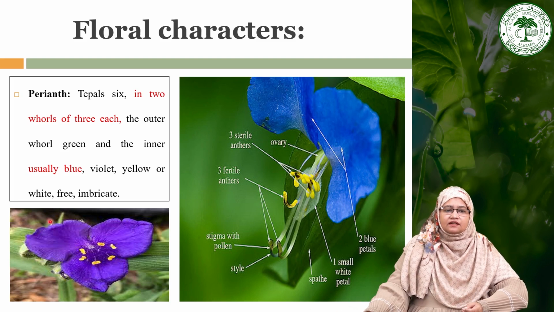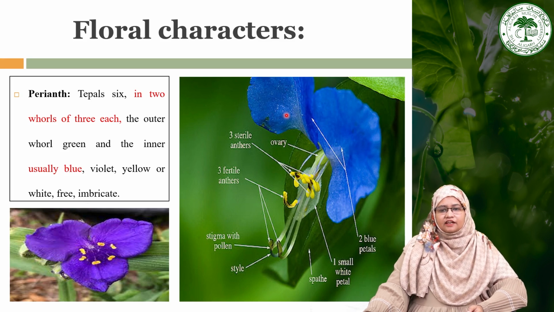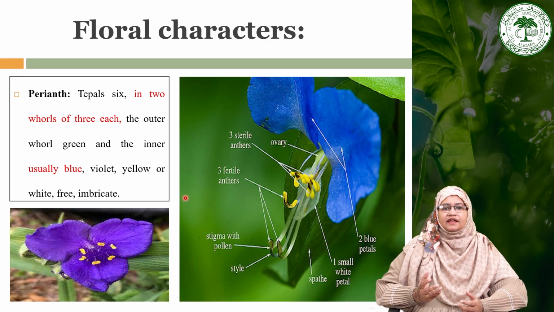As you can see here, the inner layer, that is the colored part, is equal in size. So, that is why the flower is actinomorphic. But here you can see the two inner petals are large and one is small, white and reduced in size. Due to this, the flower becomes zygomorphic in nature. So, here the perianth may show variation.